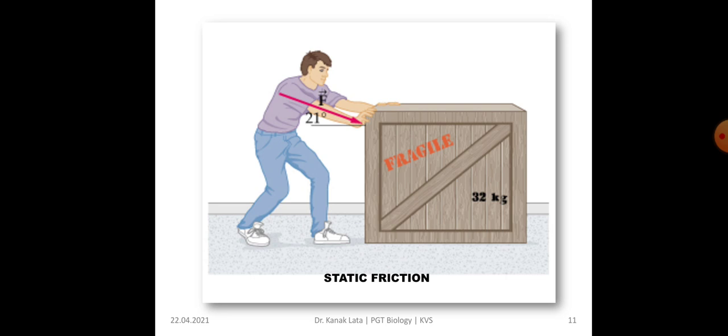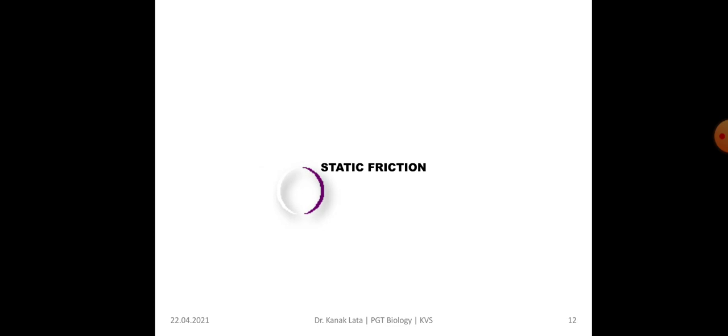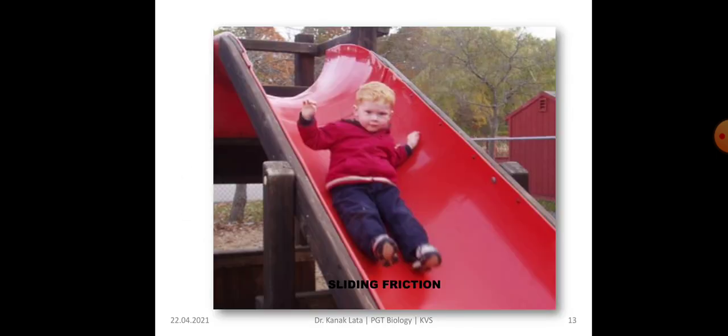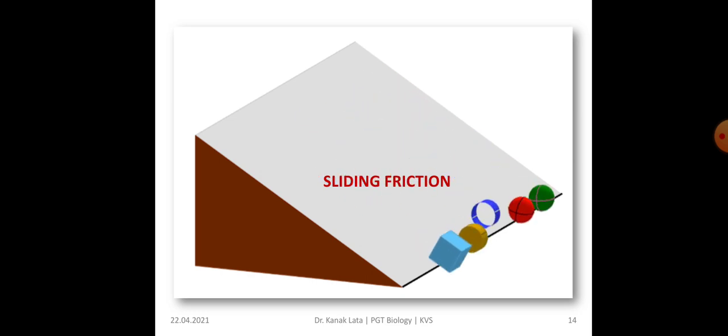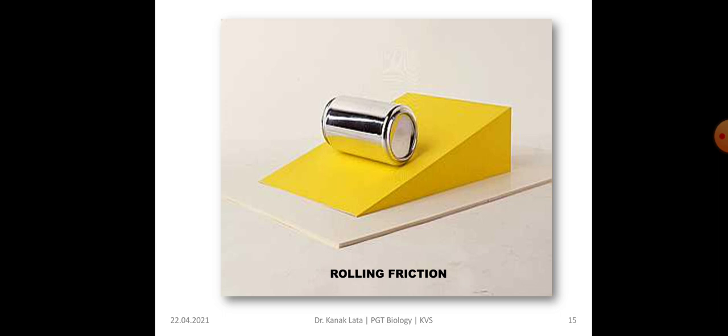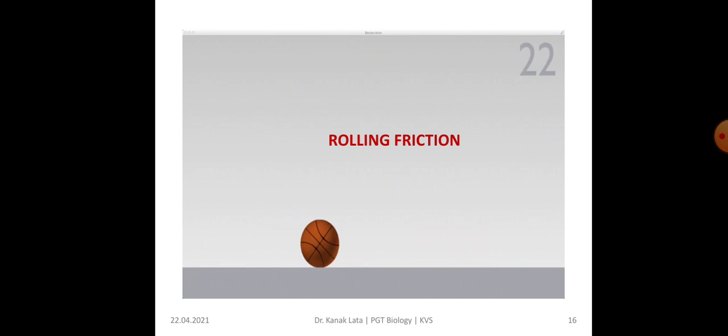In the given figure, you may observe static friction. It also shows the static friction. In this figure, you may observe sliding friction. Here also you can observe the sliding friction. It is about rolling friction. This figure also indicates rolling friction.